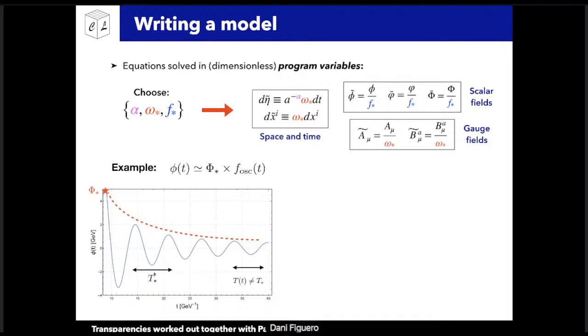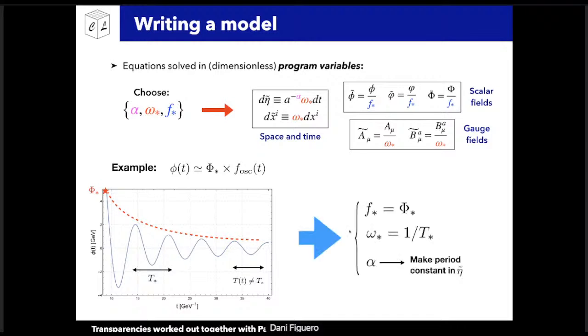This period changes in time, but let's say initially it's fixed to a given specific number, in whatever units. And then this scalar field oscillates and is damped due to the expansion of the universe. So a good choice of your variables.